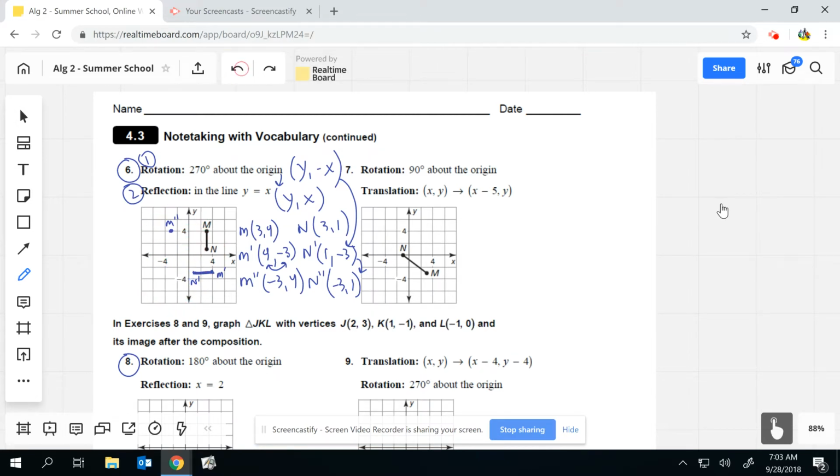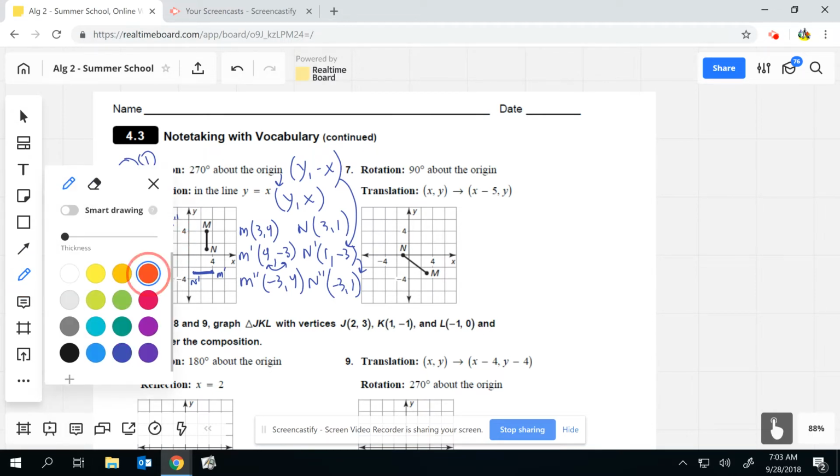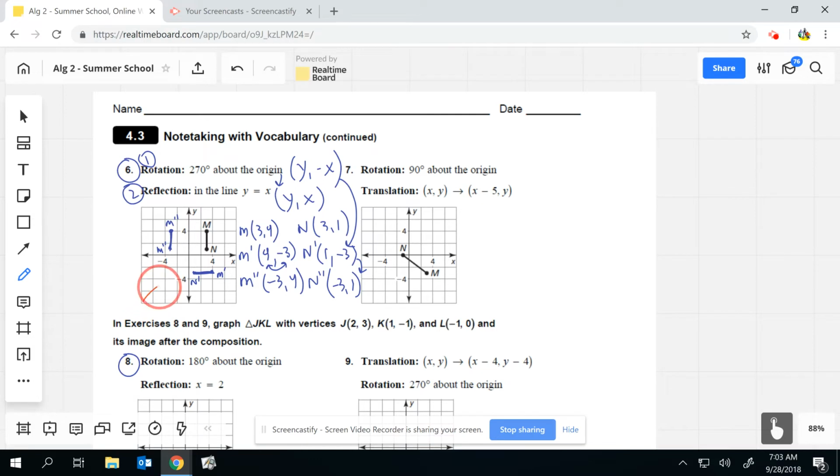I'm not going to leave those there. I just wanted you to see that's what would happen. N double prime is negative 3, 1 right here. M double prime, and if you connect those, that is a reflection across the y equals x line right in here. If you drew that line in, this one right here is going to reflect perfectly on that one right there, especially if you turn it vertically, so you see that the y equals x line is vertical. You'll see that those two will fold directly on top of each other. So those two would be a perfect fold.